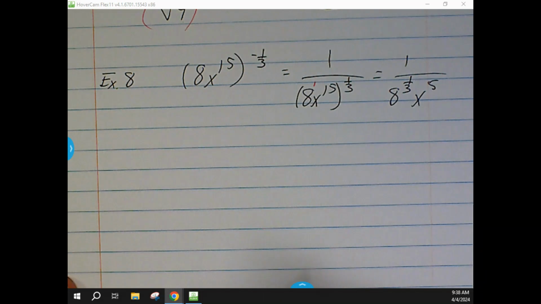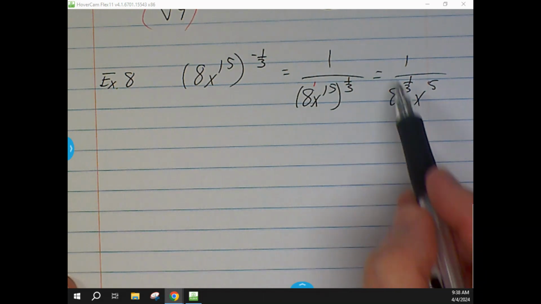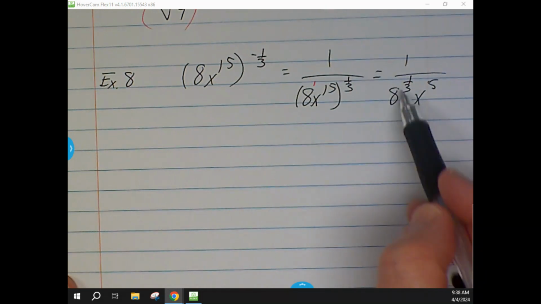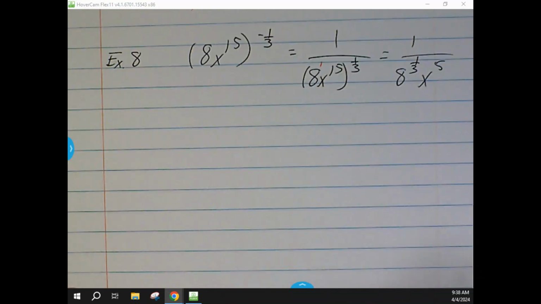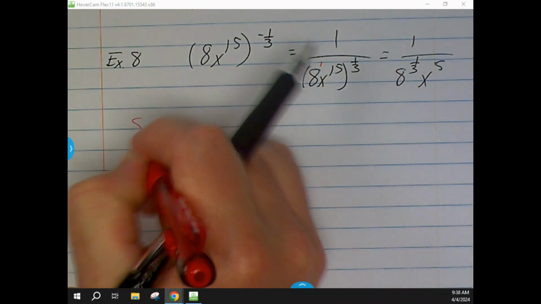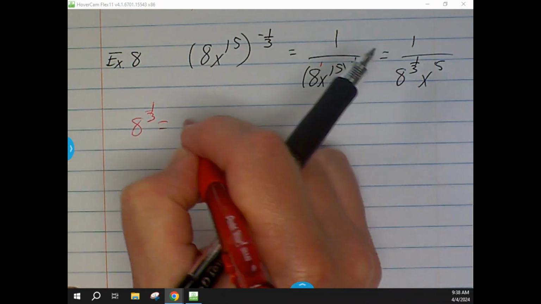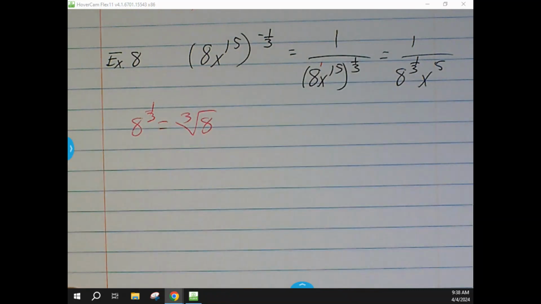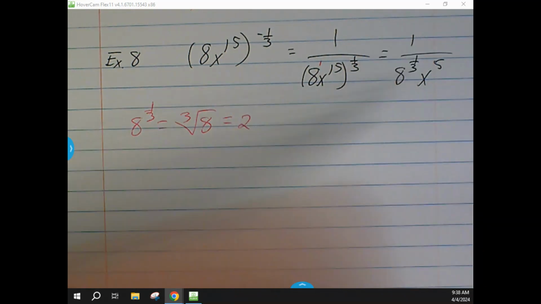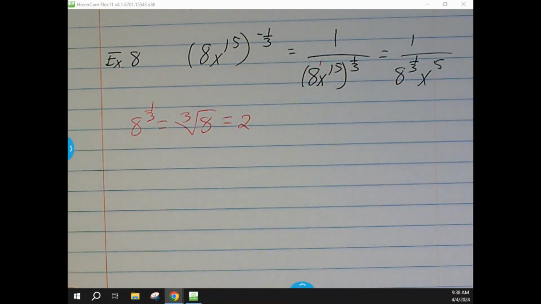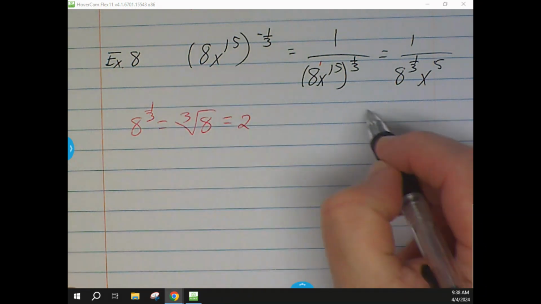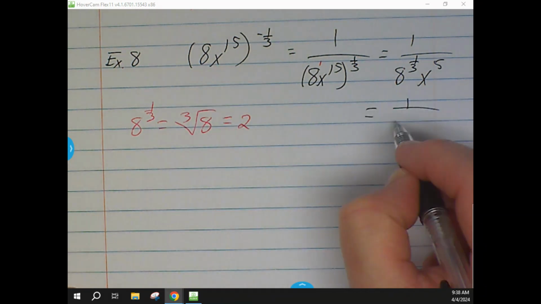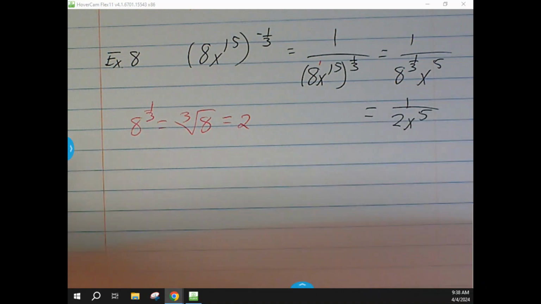All right, and then the only thing we need to do with this one is that if it's 8 to the 1/3 power, you need to see if you can simplify that. And we'll do that over here. If you have 8 to the 1/3 power, that's the same thing as the third root of 8. That's 2. So the final answer for this one would be 1 over 2x to the 5th power.